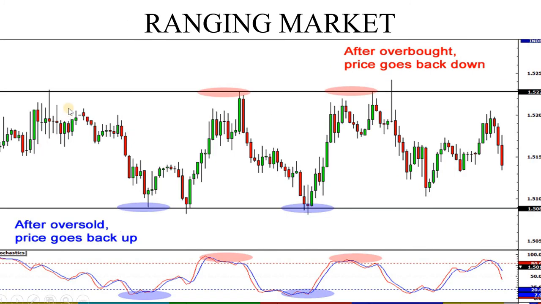Then if the market moves within a range, you could see that when you draw your support and resistance lines, as the market hits the resistance, it comes back to the support. It goes to the resistance, it comes back to the support, to the resistance and to the support.